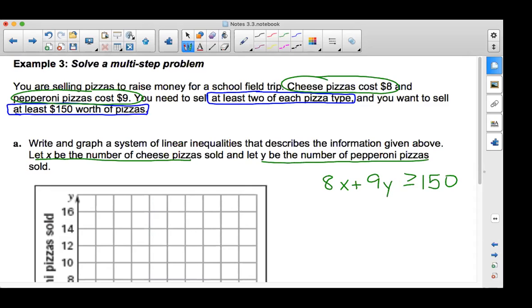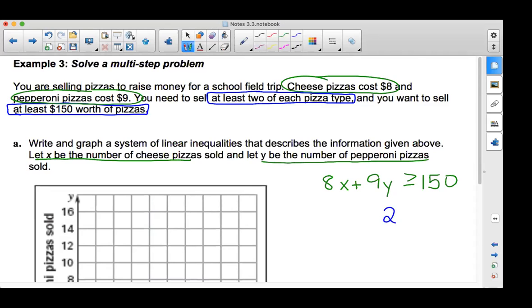There's another piece of information in here that says I have to sell at least two of each pizza type. How would you write that as an inequality? I have these 2 different pizzas. I have to sell at least 2 of each of them. I see. Did you say X plus Y is greater than or equal to 2? You are so close with 2. But think of them separately, because separately I need to make sure I sell 2 of this kind and separately 2 of this kind.